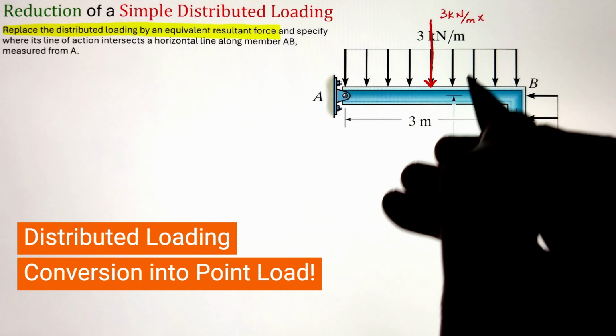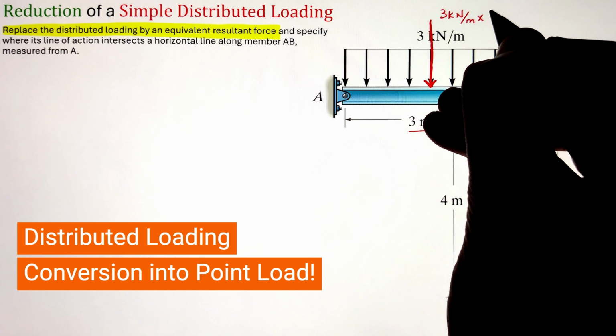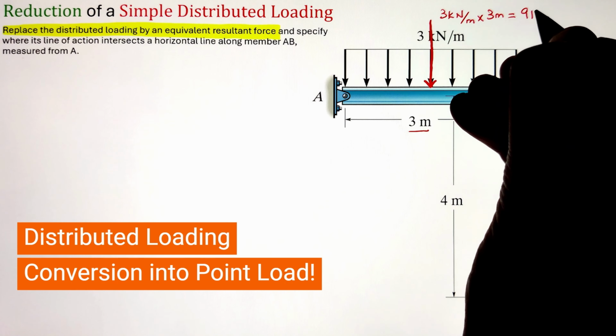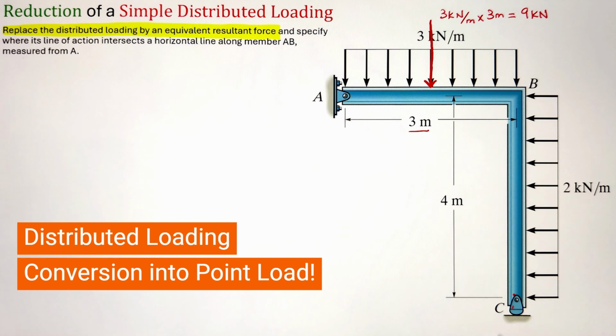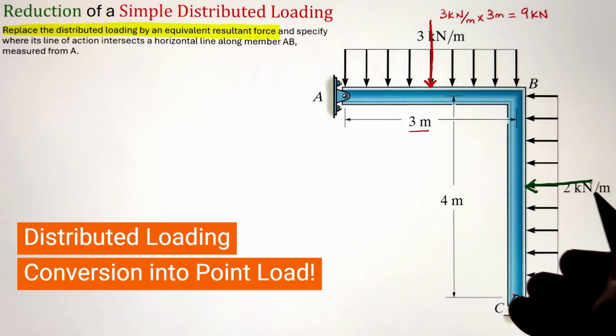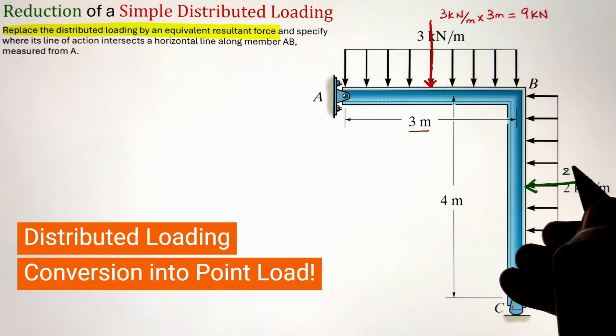So to start, I have a rectangular loading having a height of 3 kilonewton per meter and a width of 3 meters. That is the span at which this distributive loading is being applied. Multiplying the two gives us a point load of 9 kilonewton.